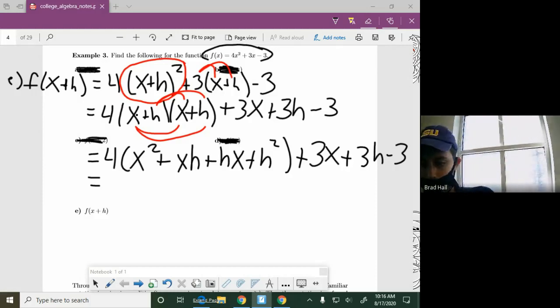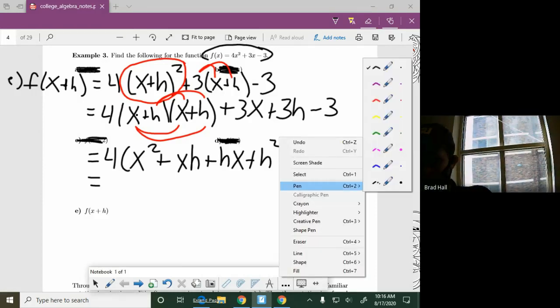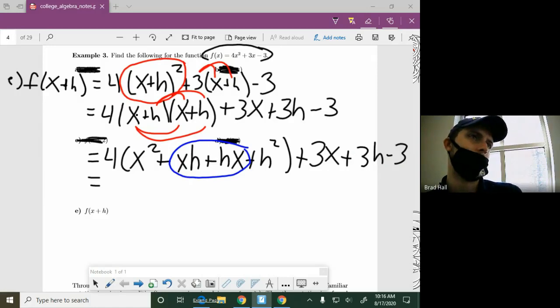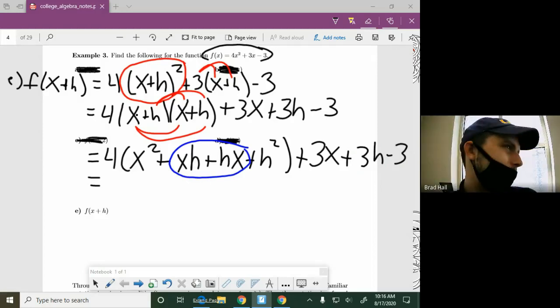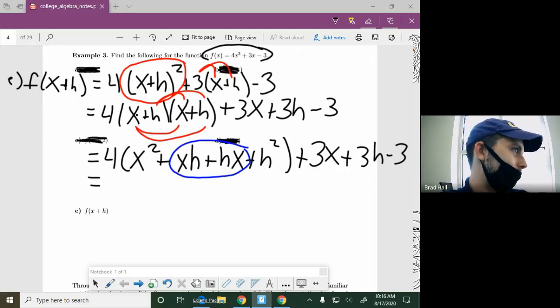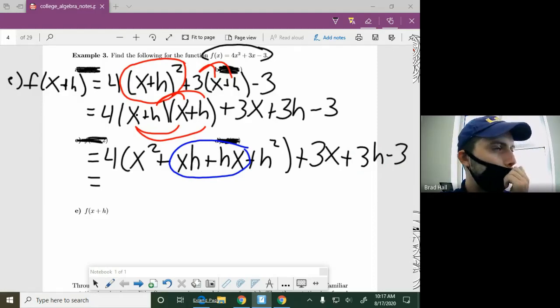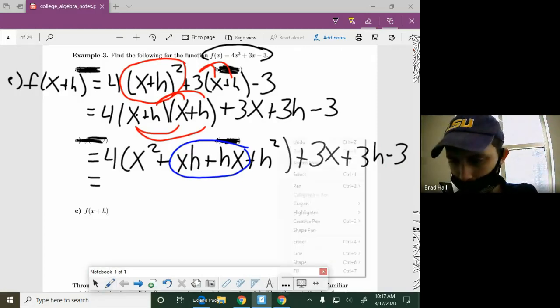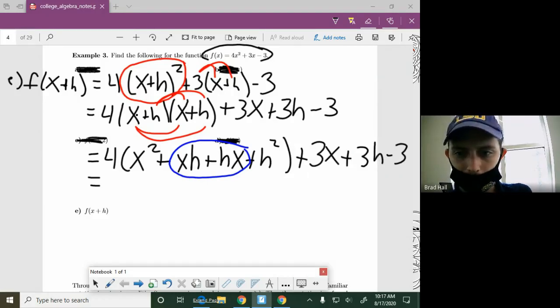Something else to notice, X plus H and H plus X, that's the same thing. XH and HX are the same thing. Does that make any sense? Well, it makes sense in the same way that 2 times 3 is equal to 3 times 2. Doesn't matter what order you multiply. So they're the same. And as such, they are like terms.